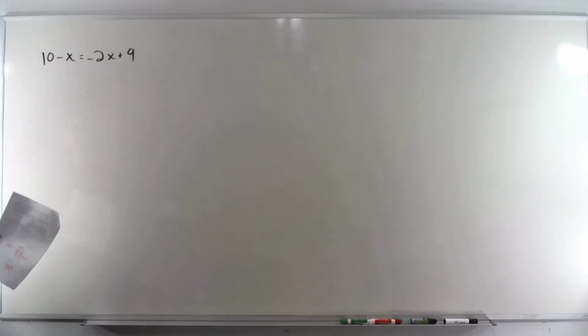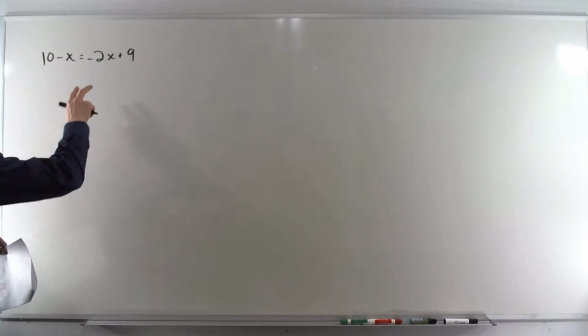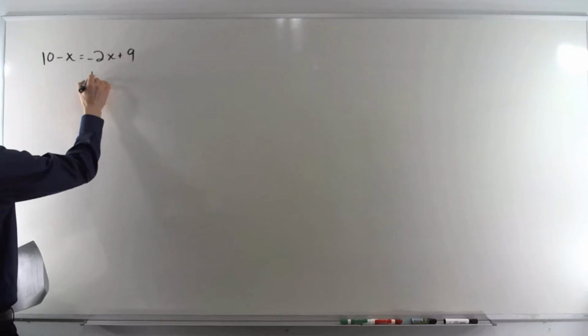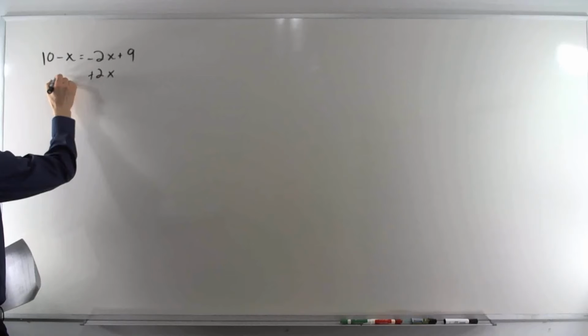Our next example, we've got 10 minus x equals negative 2x plus 9. So I'm going to add 2x to both sides. That'll give us a positive x over here. So if you have 2 negatives, add the bigger one.